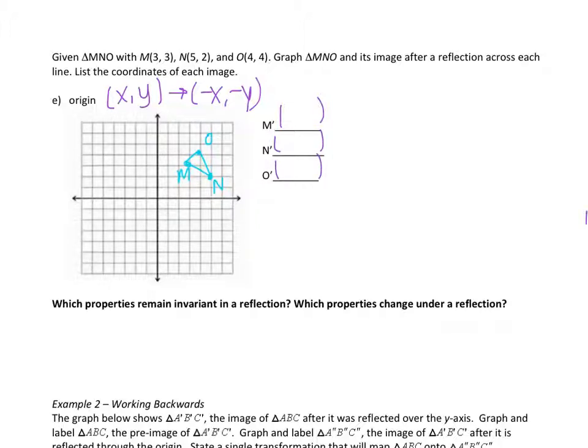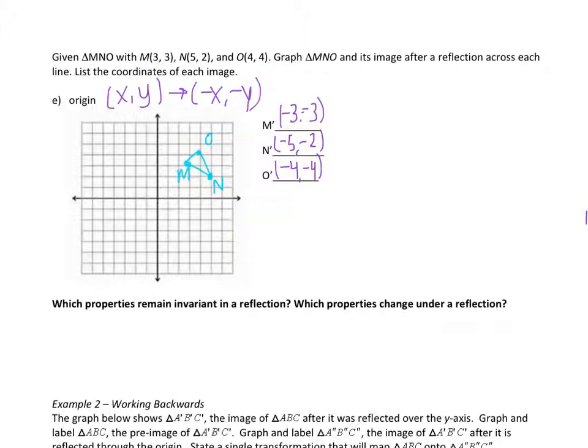So I take +3, +3, and negate both. So it becomes -3, -3. I take +5, 2, and it becomes -5, -2. Again, just negating both x and y. And O prime would now be at negative 4, negative 4. So I could simply just go and plot these now, but I want to talk to you about how to find it graphically.